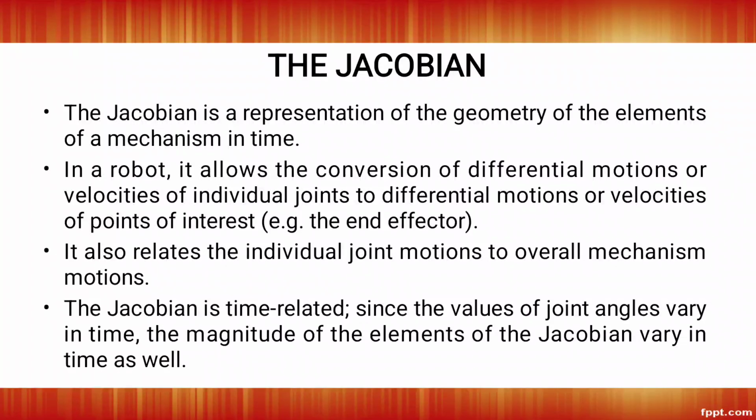For example, in a 2 degrees of freedom robot, when joint 1 rotates by a small angle, the resulting movement of point B can change depending on the robot's current position and configuration. So the Jacobian captures this relationship, explaining how all joint motions combine to produce the overall motion of a robot at any time. The resulting motion of the robot depends on the geometry of the robot.